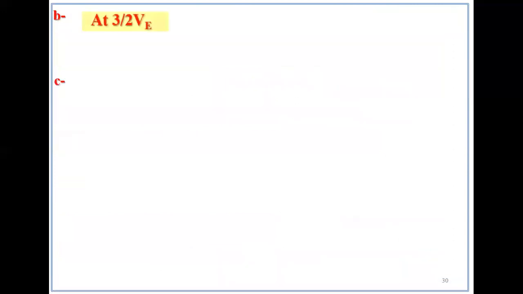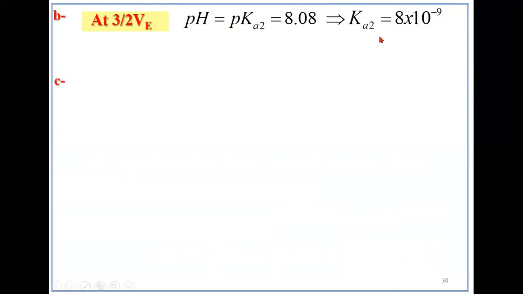Okay? Now, at the second half equivalence, if you remember, we were given that pH equals pKa2. So automatically I can get the Ka2 value. That's simply going to be what? 10 to the minus 8.08. So you're done. That's my Ka2 value.